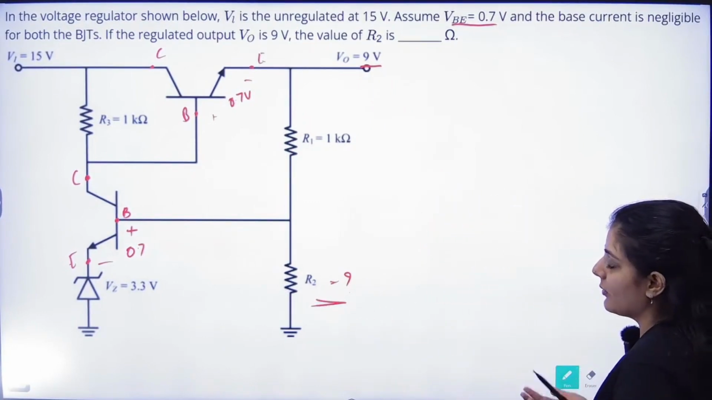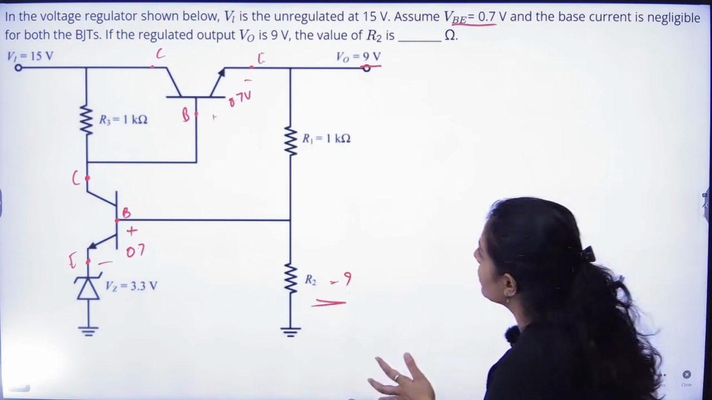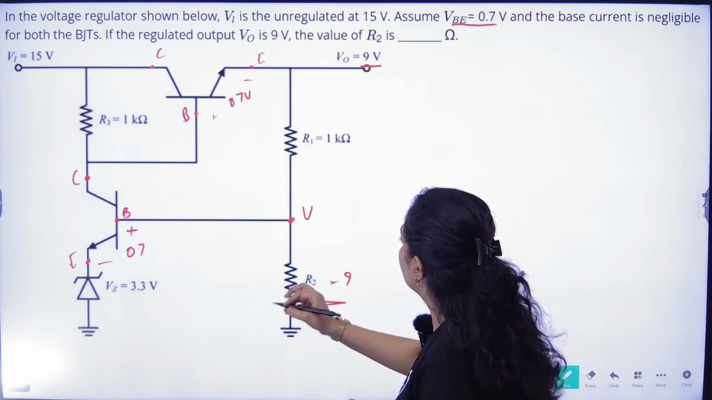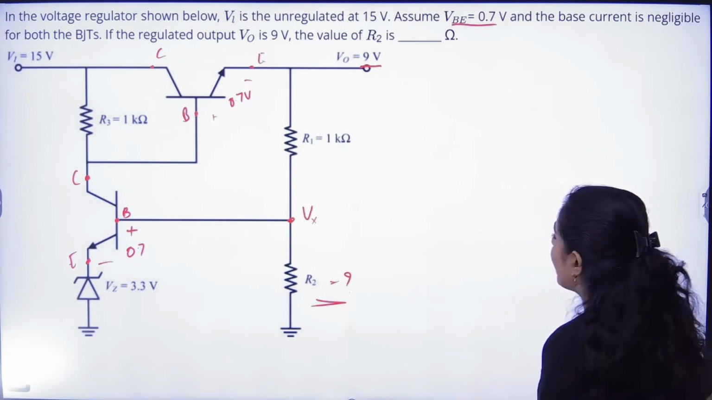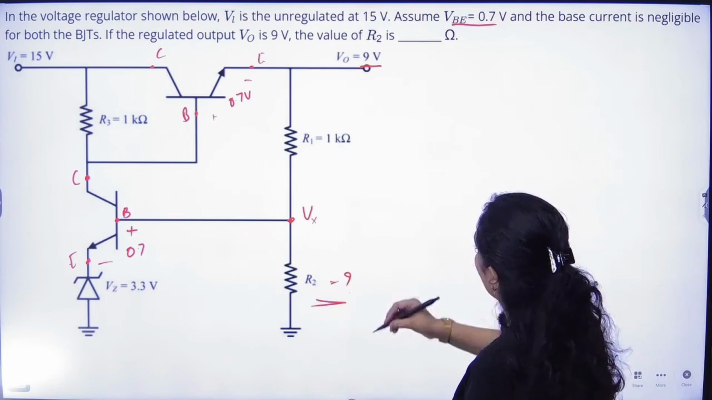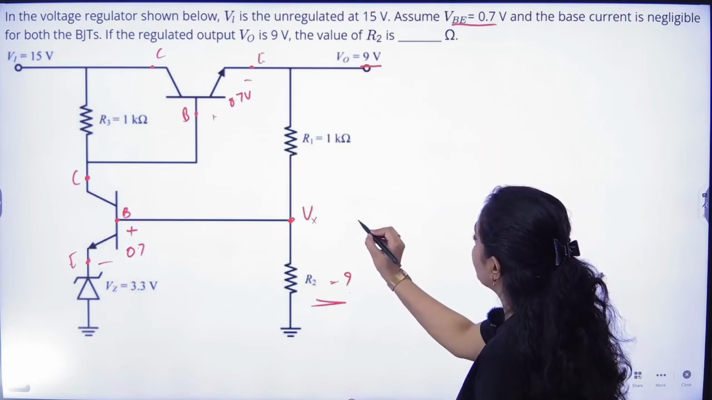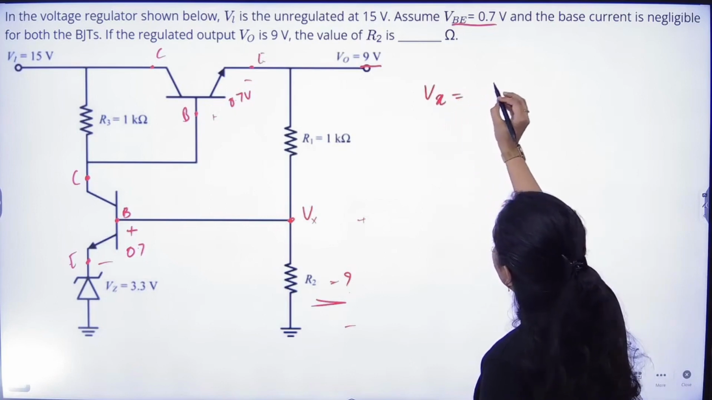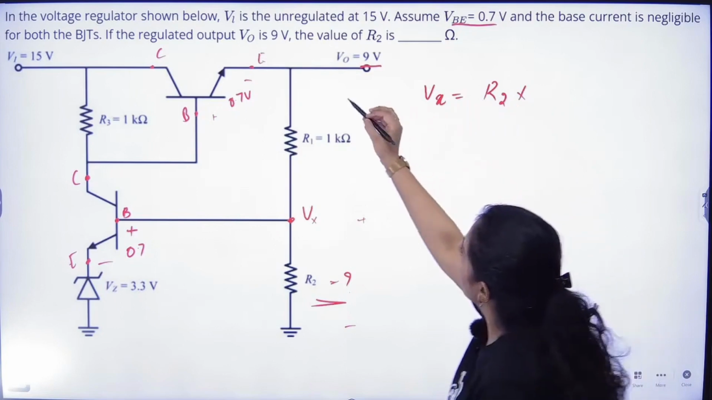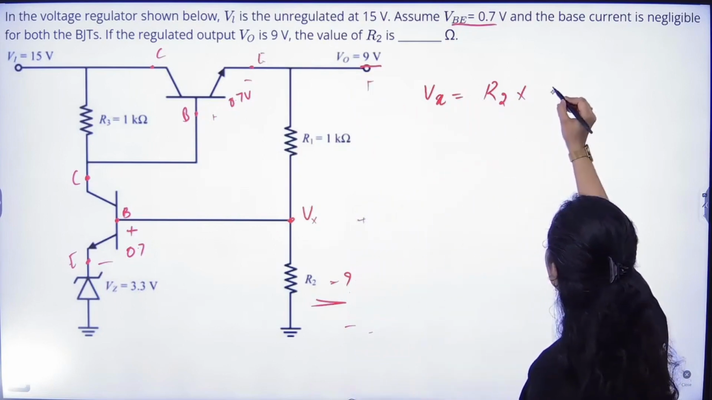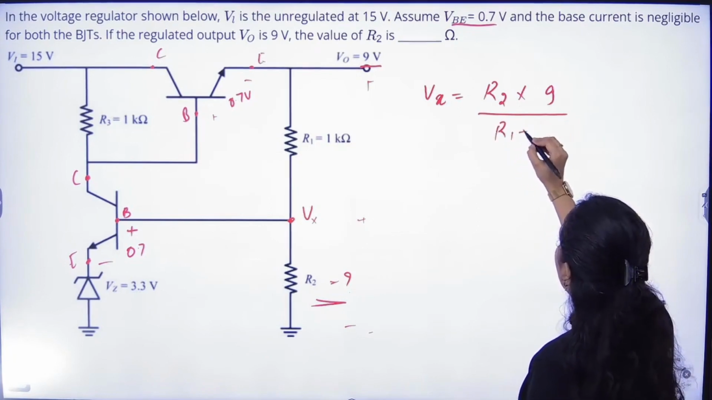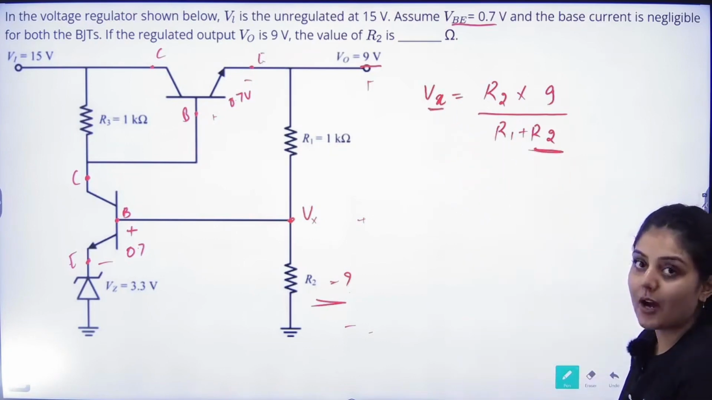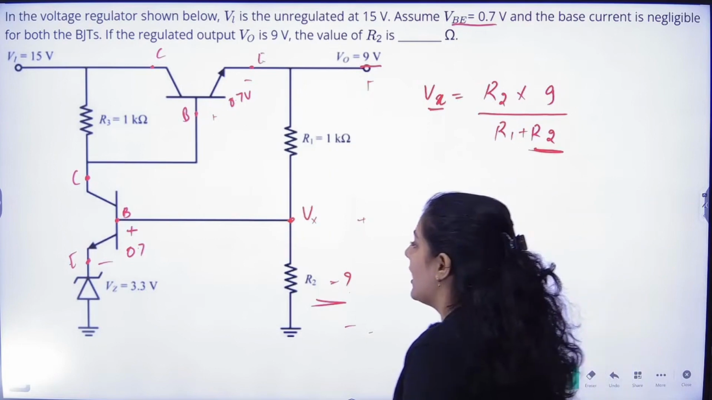It is a very easy question. It looks difficult, but to find this value of R2, it is just a simple voltage divider rule. If I know this value, suppose Vx, and I apply the voltage divider rule, Vx will be equal to R2 into the total voltage. The total voltage here is nothing but 9 volts, so Vx equals 9 times R2 divided by R1 plus R2. Now two unknowns are there, Vx and R2. R2 we have to find, but Vx we can easily find from here.